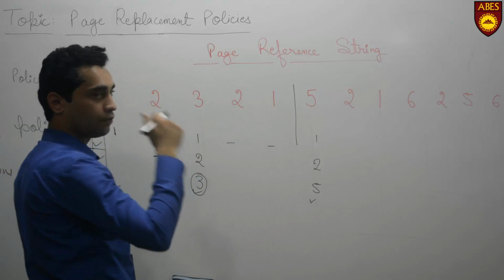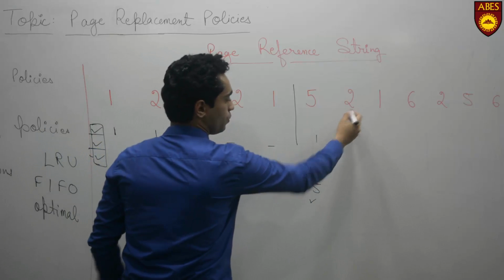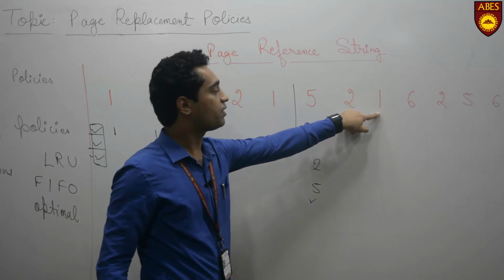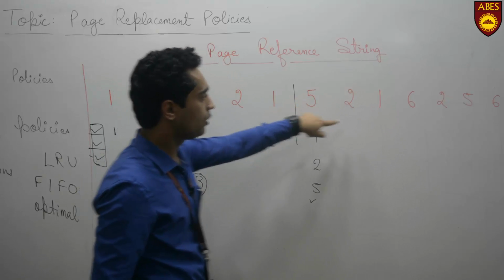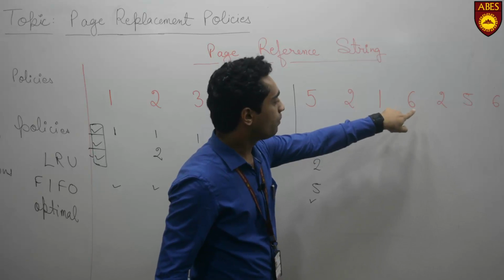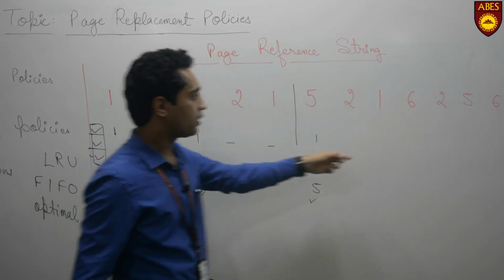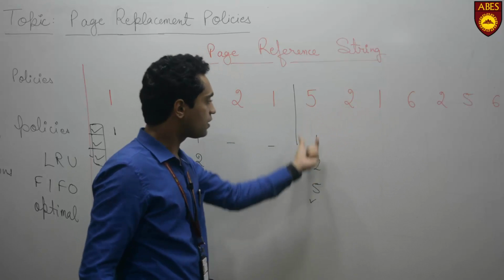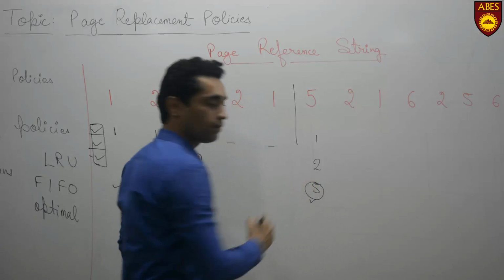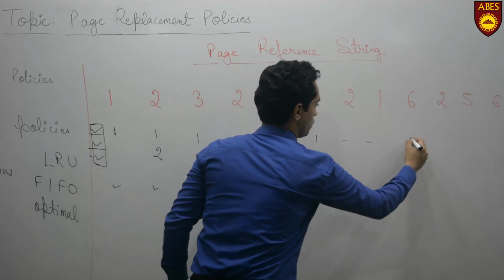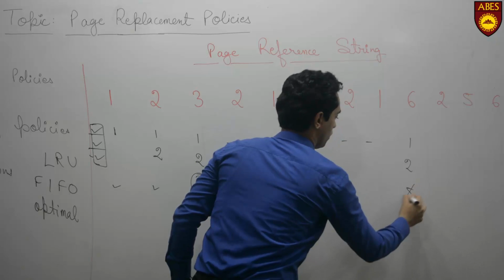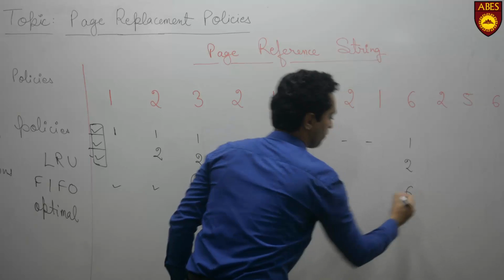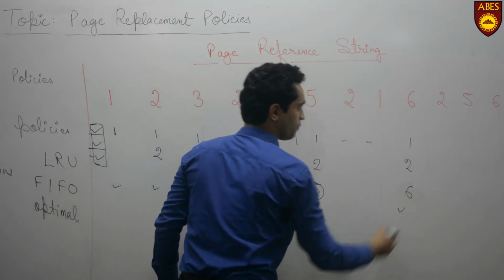Next, again the occurrence of 2. Page number 2 is already there in the memory. Next, as per the page reference string, page number 1 is also already there in the memory. Now page number 6 is here. Page number 6 is not in the buffer, so we will check the least recently used page. Among these 3, the least recently used page is page number 5. Then we will change this 5 to 6. So page number 5 is swapped out and page number 6 is swapped in. Again this is considered a page fault.